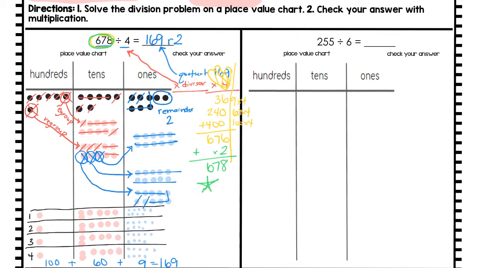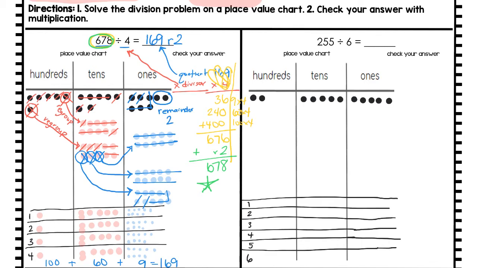All right, let's do the second problem. 255 divided by 6. Well, we know we have to put 255 in our place value chart and then divide it into 6 groups. Go ahead and do this. Pause the video.